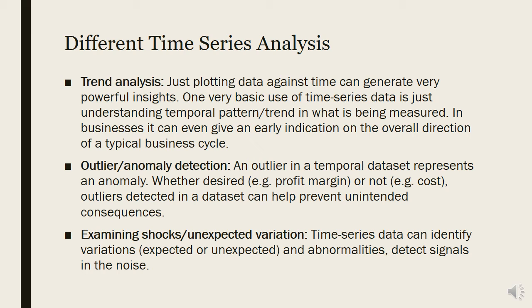Second technique is outlier or anomaly detection. An outlier in a temporal dataset represents an anomaly. Whether desired or not, outliers detected in a dataset can help prevent unintended consequences. Third technique is examining shocks or unexpected variations. Time series data can identify variations and abnormalities, and detect signals in the noise.